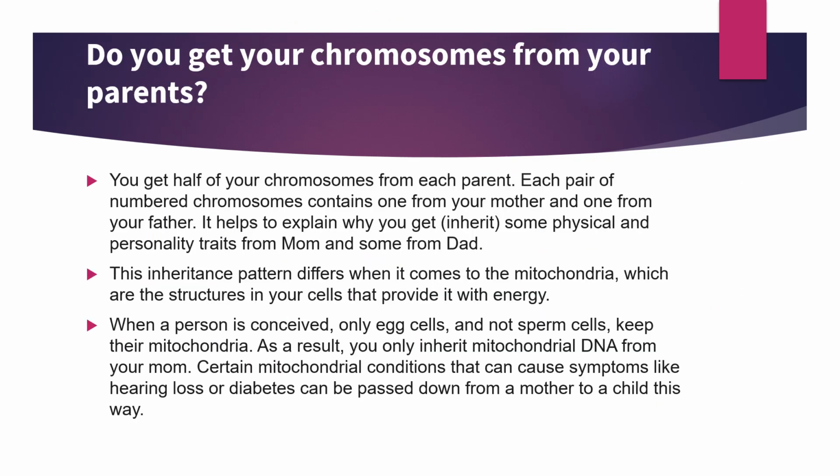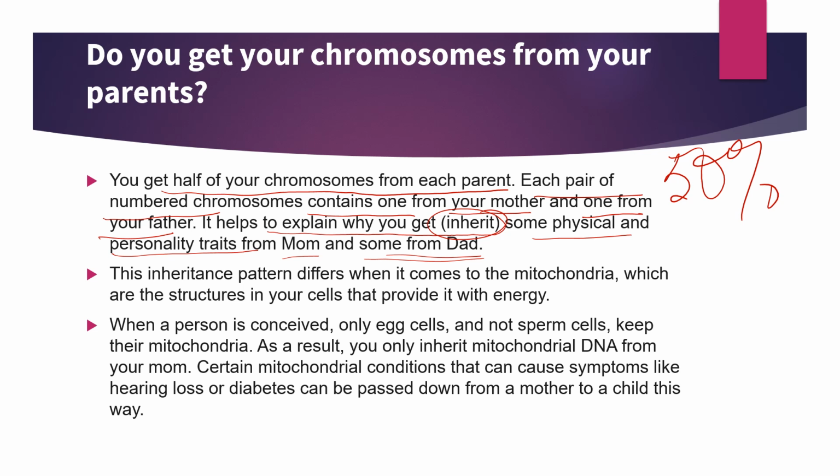Next, do you get your chromosomes from your parents? Let us see that. You get half of your chromosomes from each parent. Each pair of numbered chromosomes contains one from your mother and one from your father. Is it clear? It helps explain why you inherit some of your physical and personality traits from your mom and some from your dad, because you get 50% of your chromosomes from your mother and 50% from your father.